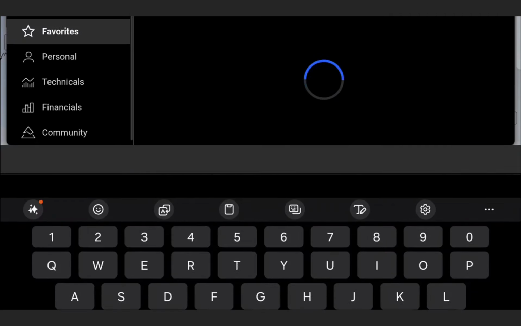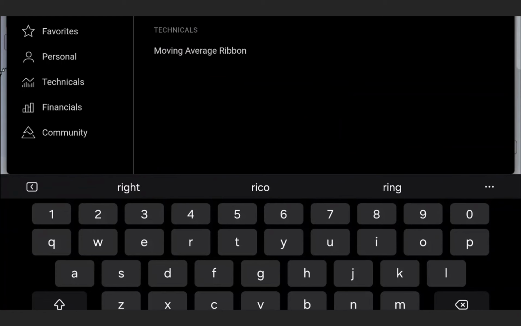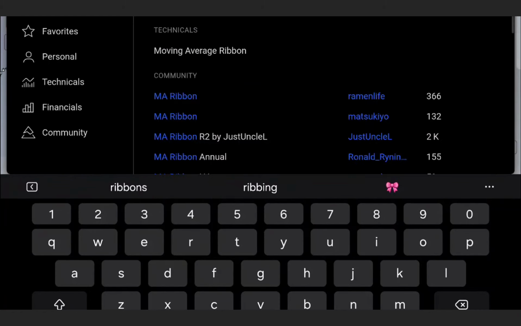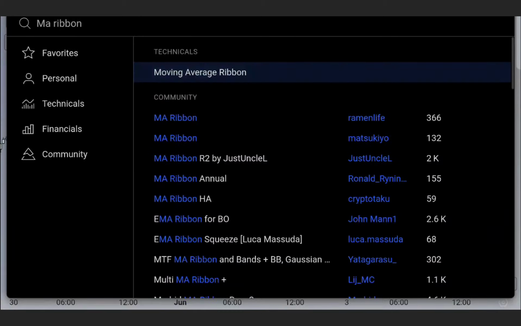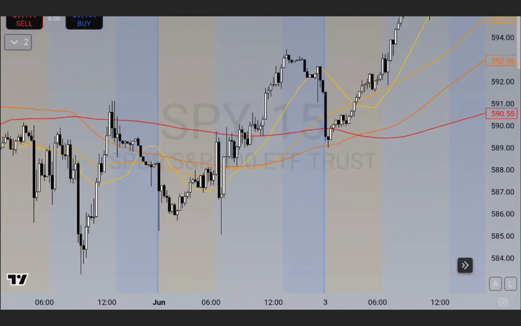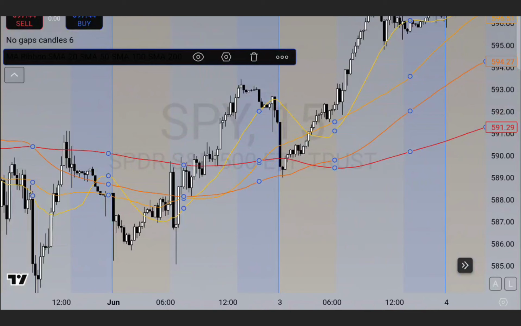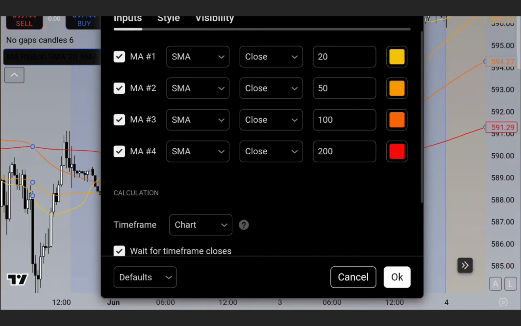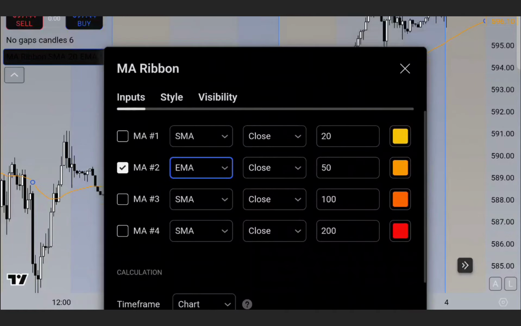And now moving averages are some of the most used indicators in all of trading, even in institutional trading. So we're going to use the MA ribbon here to get a couple moving averages. And typically the most used moving average is the 50 EMA. So we're going to put that here. There we go, 50 EMA.